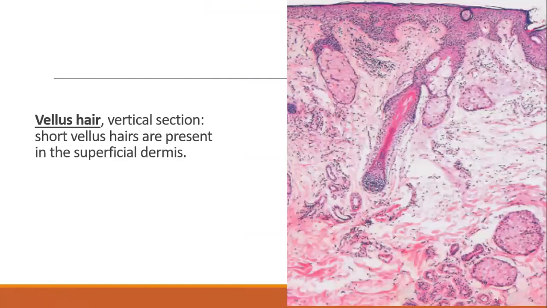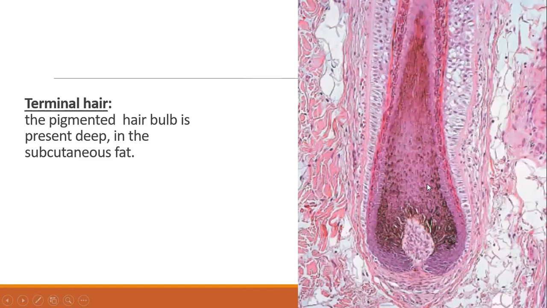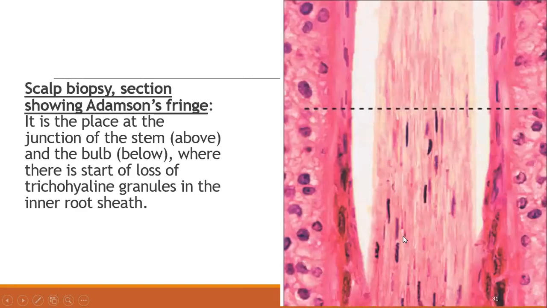Vertical section of vellus hair: the short vellus hairs are present in the superficial dermis. The hair bulb is located in the dermis and is not in the subcutaneous fat. The terminal hair, the pigmented hair bulb, is present deep in the subcutaneous fat.